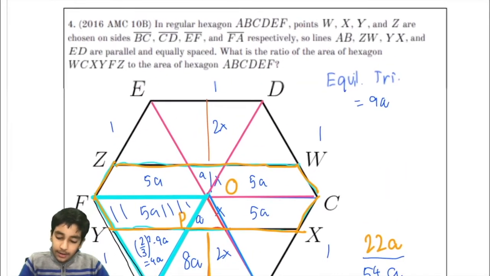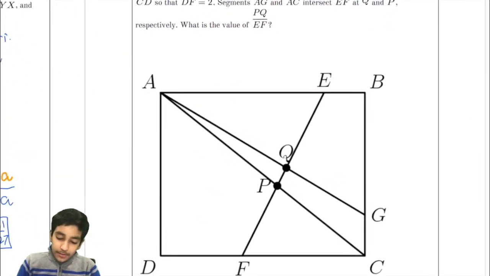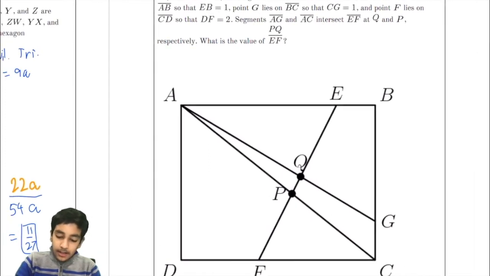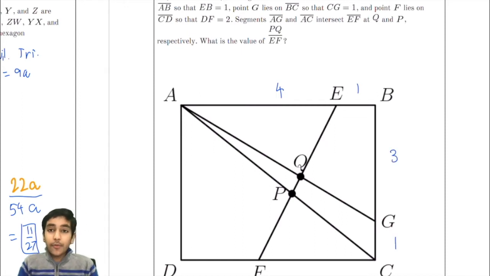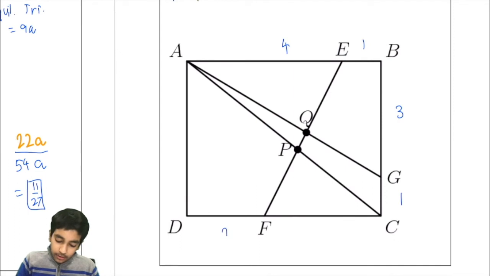Okay, so now let's take a look at our next problem. We have a rectangle ABCD, and we're given that AE is 4, EB is 1, this is 3, this is 1. Because AE is 4 and BE is 1, the total length of AB is 5. BG is 3 and GC is 1, since the total length is 4. We also know DF is 2, and this is going to be 3, since the overall length of AB or DC is 5. Okay, so now what can we do?